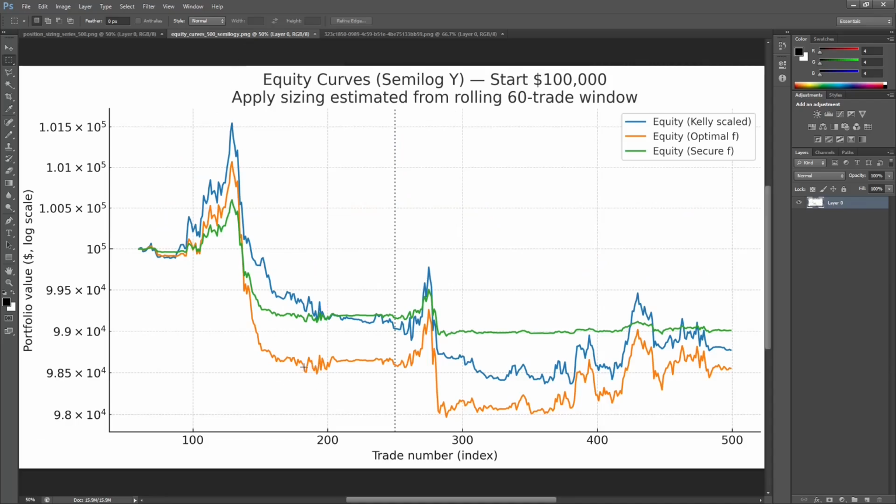So let's see what's happening here. At this point is where that 210, 220, secure F finally catches up to optimal, or sorry, secure F finally catches up to the full Kelly. So it didn't matter what Kelly gained, it threw it all away. So you have a smoother equity curve on secure F and you haven't missed a thing, because reality is going to bite like that. And optimal F, you're just performing terribly.